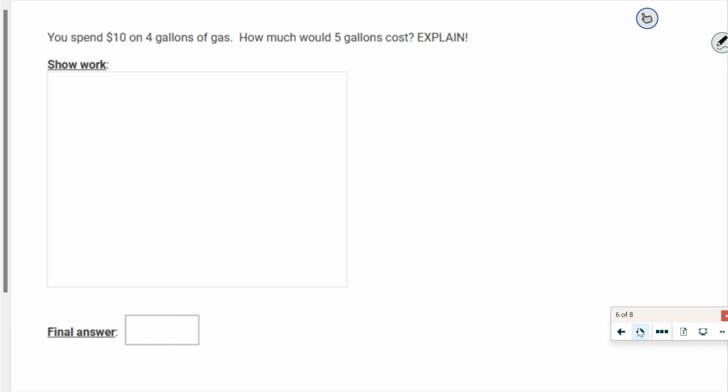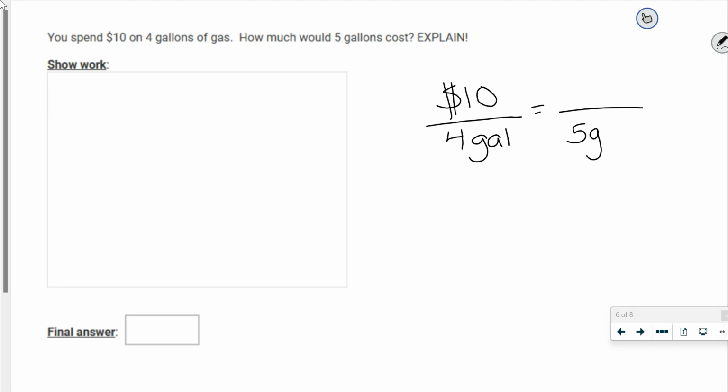You have spent $10 on 4 gallons of gas. How much would 5 gallons of gas cost? Okay, so let's take a look. $10 for 4 gallons, but we want 5 gallons.